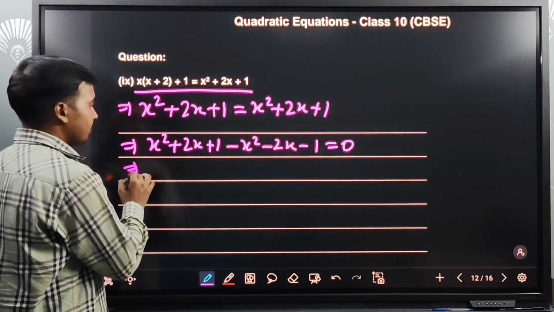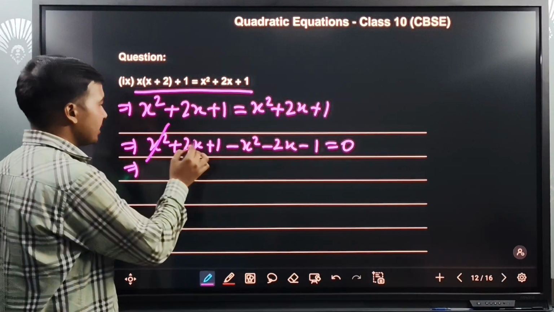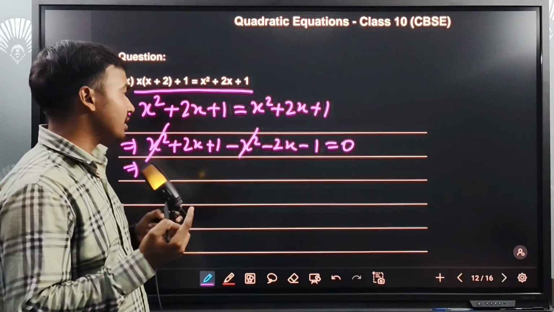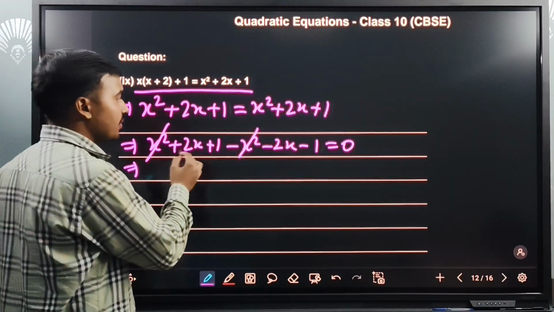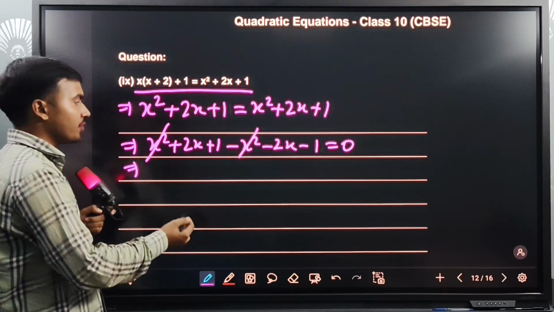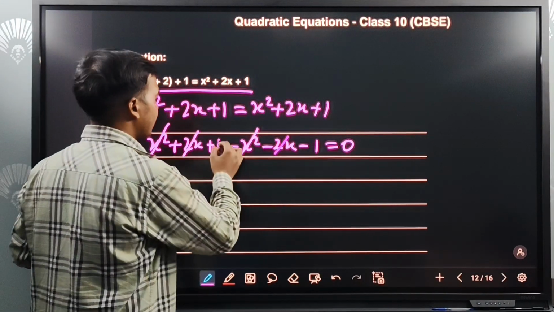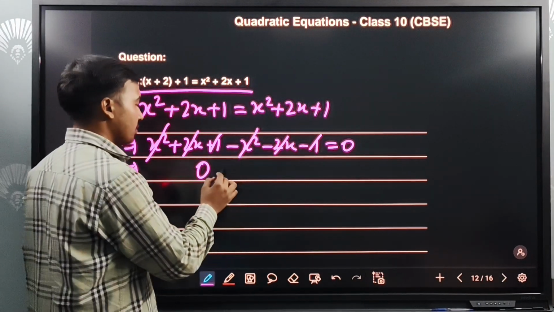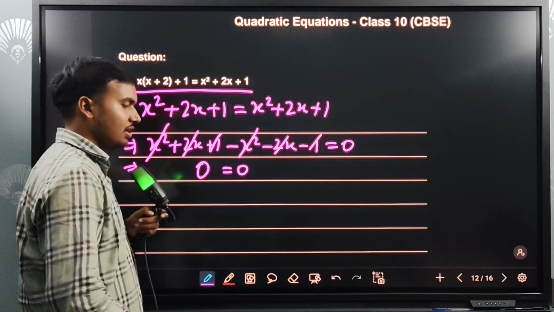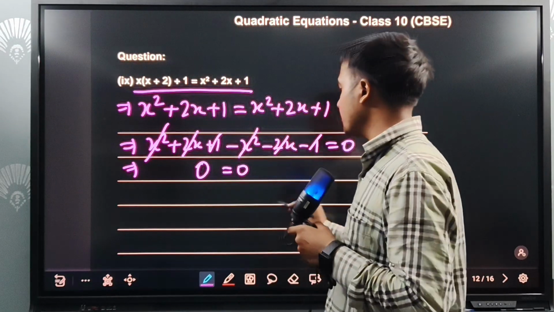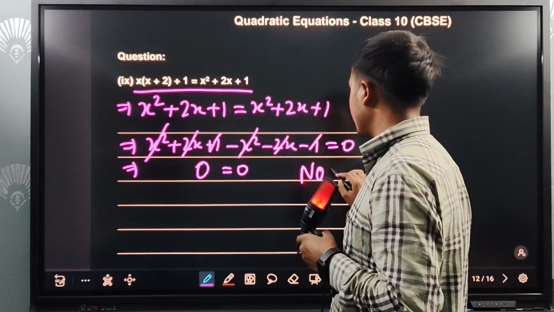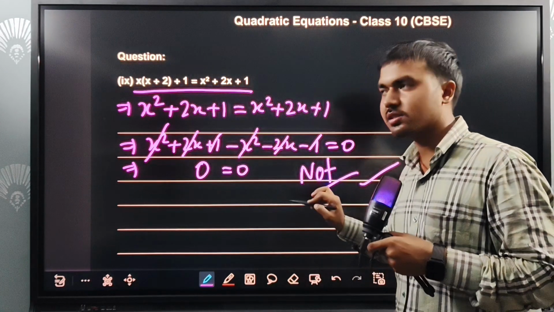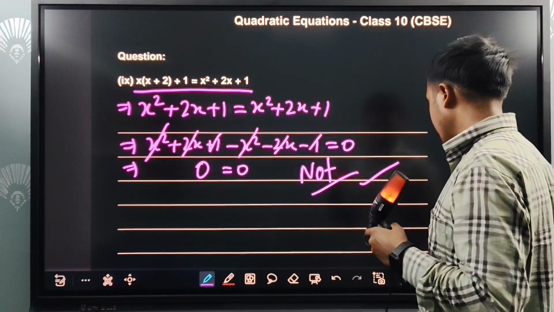Here we can see that the x square terms have opposite signs, one positive and another negative, so they cancel out. The 2x also cancels out and the 1 also cancels out. So we will get 0 is equal to 0 on the left hand side and right hand side. So it is not of the form x square plus bx plus c is equal to 0, so it is not a quadratic equation. You will write this sentence in the downward section, and it will be completed.